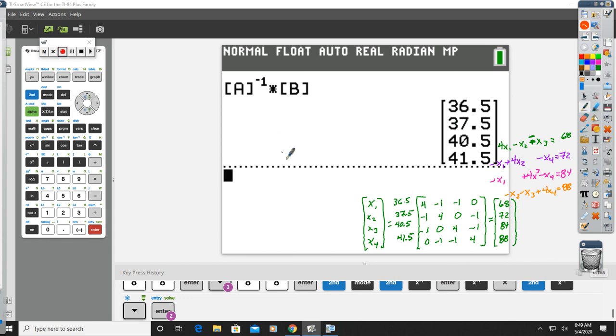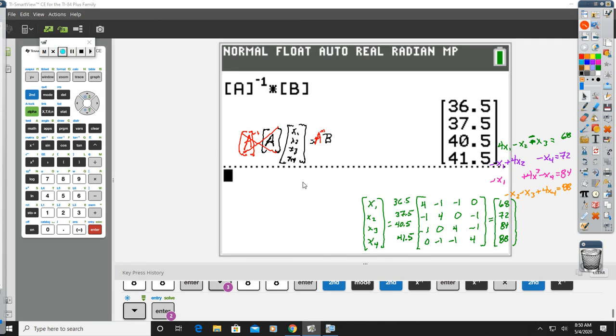So realize what's happening when I have this. I have matrix A times x1, x2, x3, x4 equals my answer matrix B. So what happens when I multiply this by its inverse is these two cancel off. What I do to one side, I do to the other. So that's how I know x1, x2, x3, x4 equals A inverse times B. Okay, so that's why I did what I did on that. And that's how you do that problem.